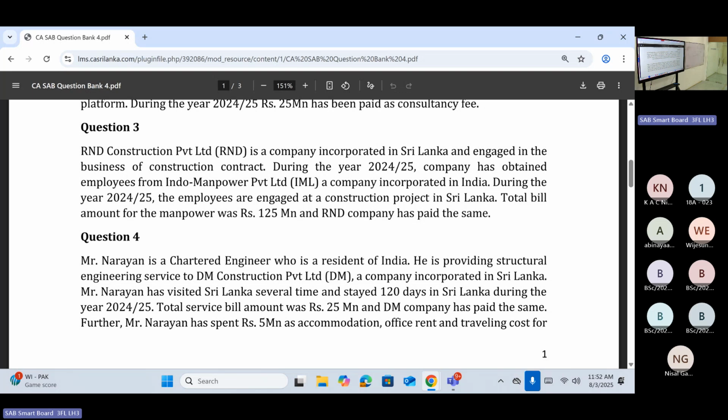There is a source. Income is generated from a source in Sri Lanka. Thereafter we have to check the taxing rate.